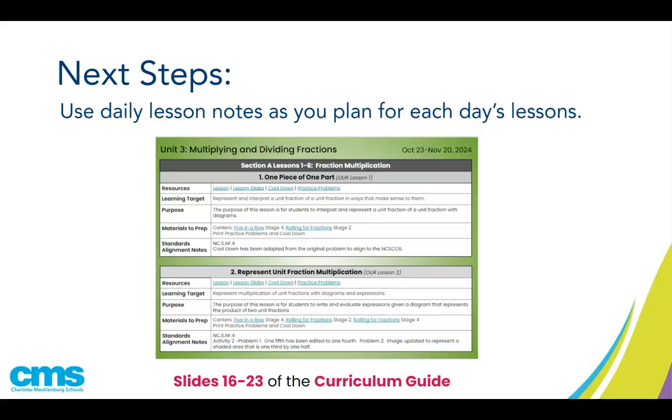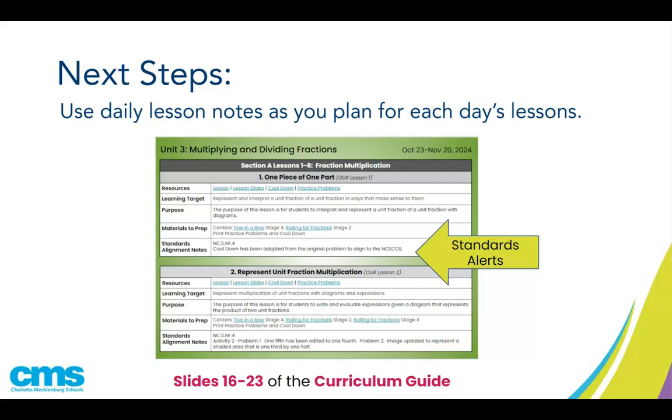And in Unit 3, I had to make quite a few changes to ensure that the lessons were aligned to the North Carolina Standard Course of Study. So for that reason, many of the student workbook pages will have different images and different fractions, but look similar enough to be a little confusing. So when you're looking at the lesson notes for each day in the CMS curriculum guide, they're right here. This will help you know when changes have been made.